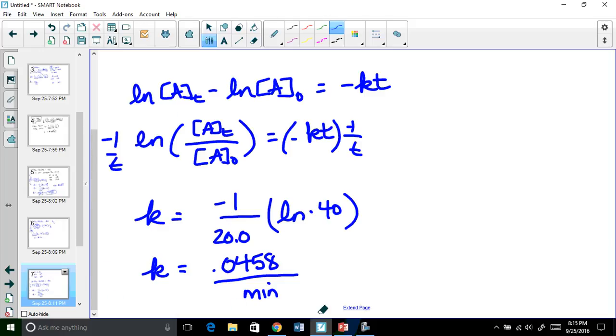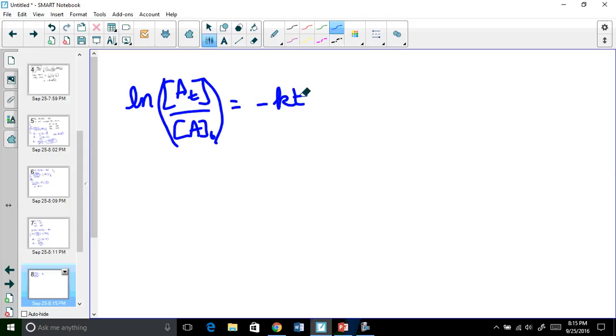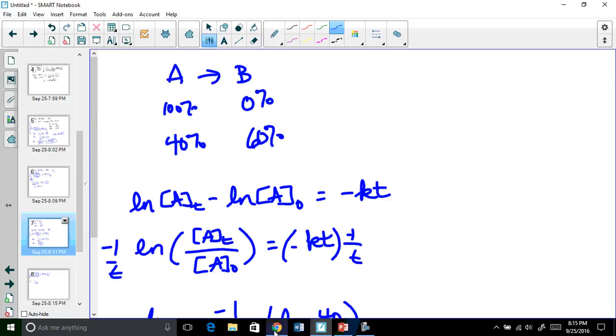So now if I just want to extend this page, well, let's go to a new page maybe. Again, we're using the equation with the properties of logarithms. So A sub t divided by A sub 0 instead of subtracting, because of the property of logarithms, equals negative kt. But this time we're solving for the half-life. So we're going to multiply by negative 1 over k, and so t is negative 1 over 0.0458. Let me just see if that was our answer over here.